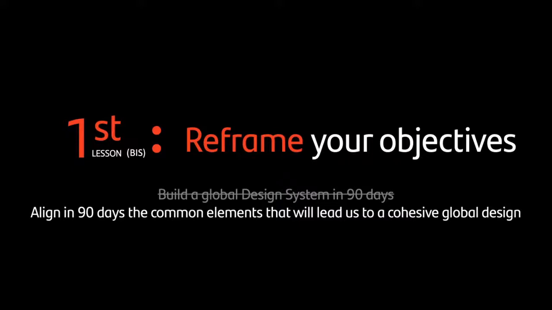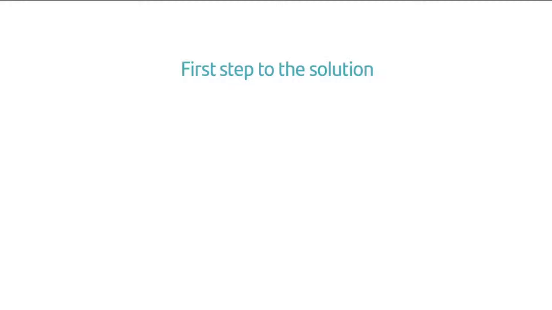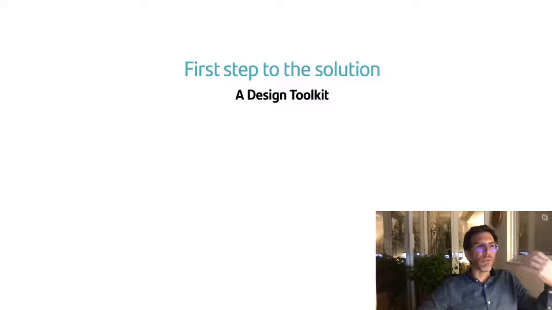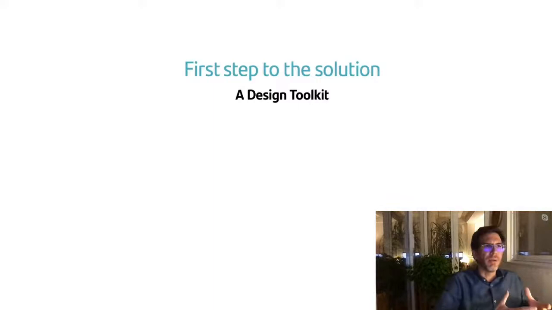So it was, let's do in 90 days the common elements that will lead us into a cohesive global design. So we start working into the first steps of the solution, what we call a design toolkit. So the idea is, okay, if we build our digital products with the same tools, the results are not going to be the same, but are going to be aligned. And this is what we have to achieve in 90 days.